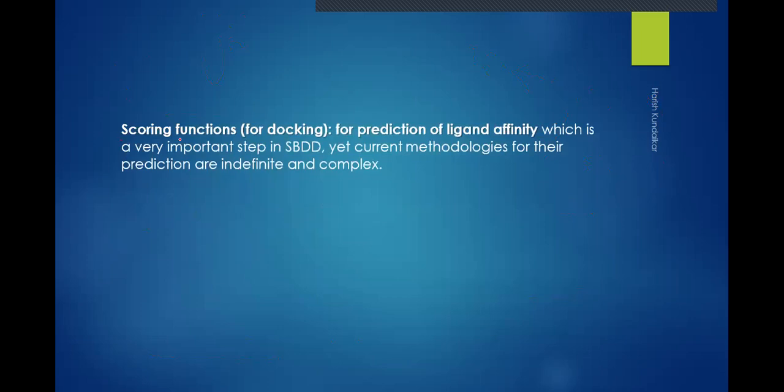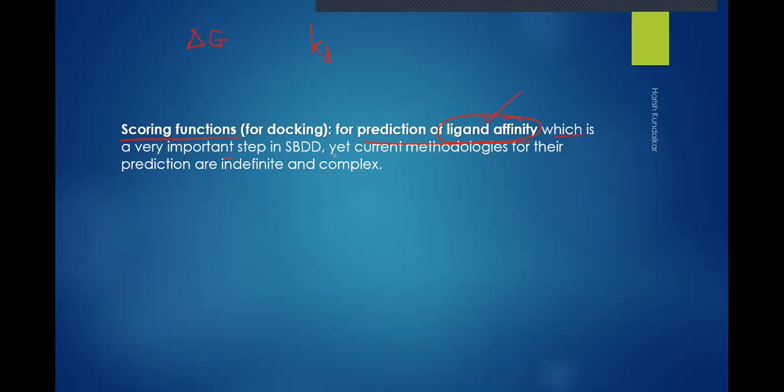Then scoring functions, needless to say, are absolutely important. Why? Because they help us in prediction of the ligand binding affinity. In our previous lectures, when we were talking of delta G, we were talking about KD, the dissociation constant, right? That was an indication of ligand binding affinity. Similarly, scoring functions for docking help us predict the ligand binding affinity.